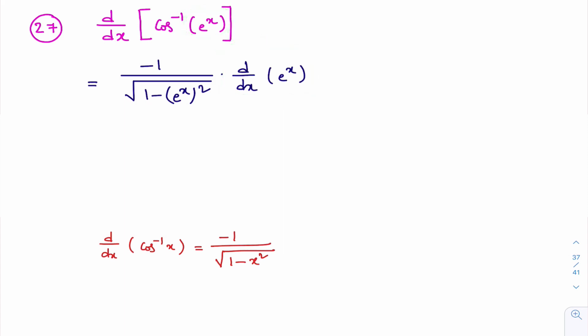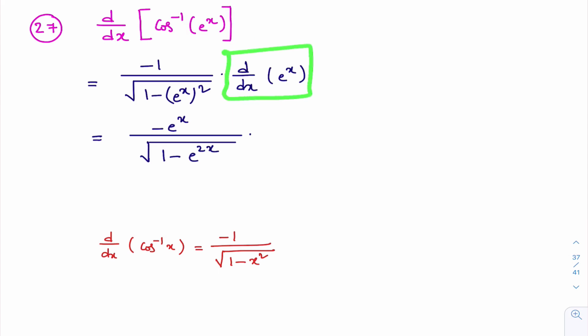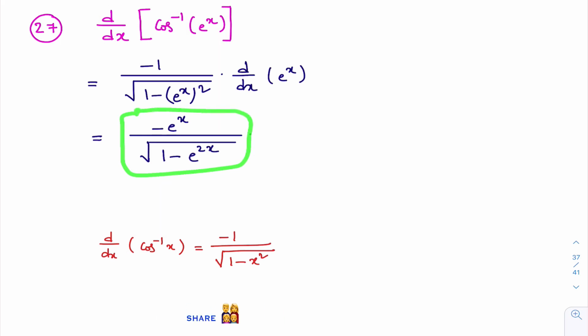Further, if I simplify this, you look here, in this the derivative of e power x is there. Derivative of e power x is what? Derivative of e power x is e power x only. So minus 1 into e power x is minus e power x divided by square root of 1 minus e power 2x. So derivative of cos inverse of e power x is minus e power x divided by square root of 1 minus e power 2x. Please stay focused to understand the things further.